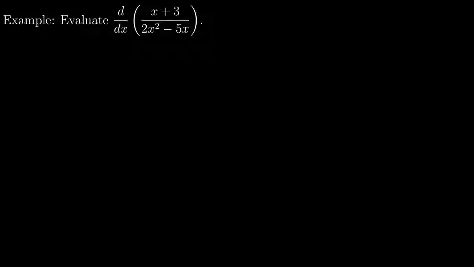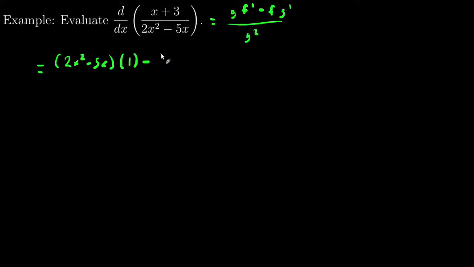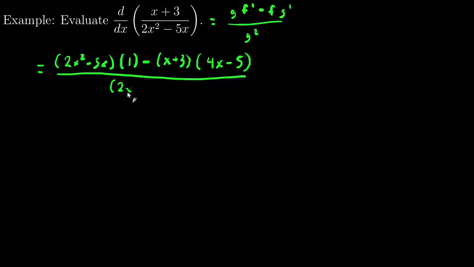So let's see another example here. Recall that I want to do low times the derivative of the high minus high times the derivative of low, all over low squared. So this will equal 2x squared minus 5x times the derivative of the upper, which is 1, minus the upper, the numerator, x plus 3, times the derivative of the denominator, which is 4x minus 5, all over 2x squared minus 5x all squared.